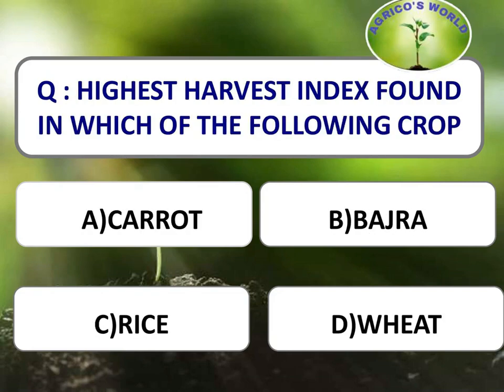Highest harvest index is found in which of the following crops? When you come to the highest harvest index, that is carrot, which is 93 to 92%, and the lowest harvest index is for the red gram, that is 19%.